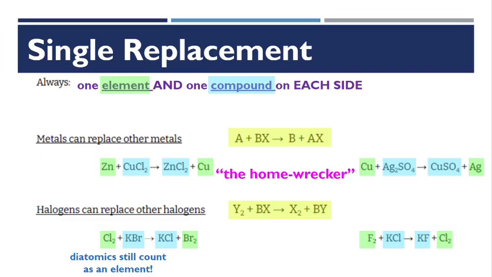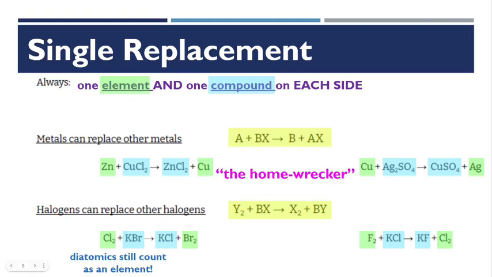So like we said in that always statement, we have an element and a compound on each side, but it's a different element before the reaction and after the reaction. It's a different compound before the reaction and after the reaction, because that compound has switched part of it out, but just one part of it has switched. The part that stayed in the compound decided to kind of trade up to the better partner. And the same thing is happening with that second set of examples.